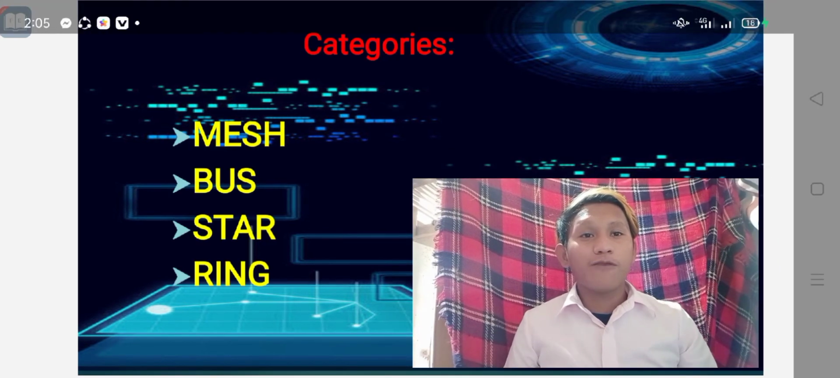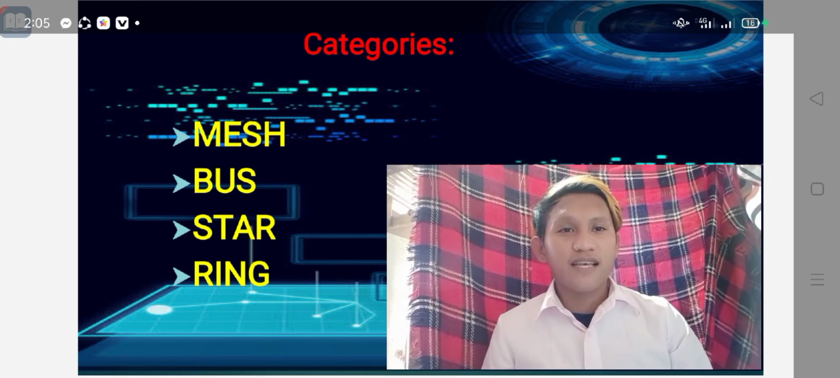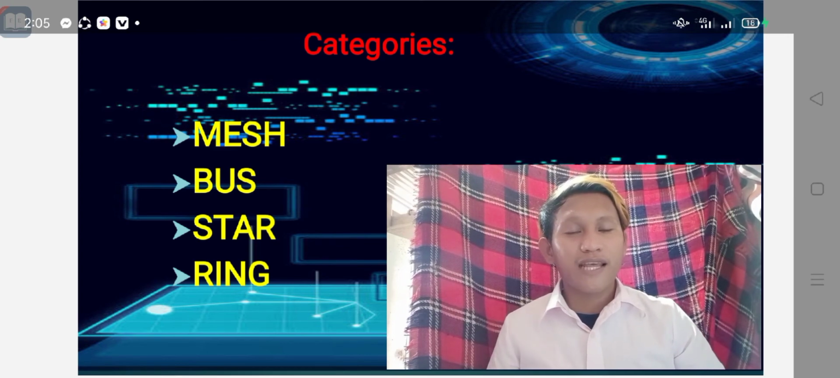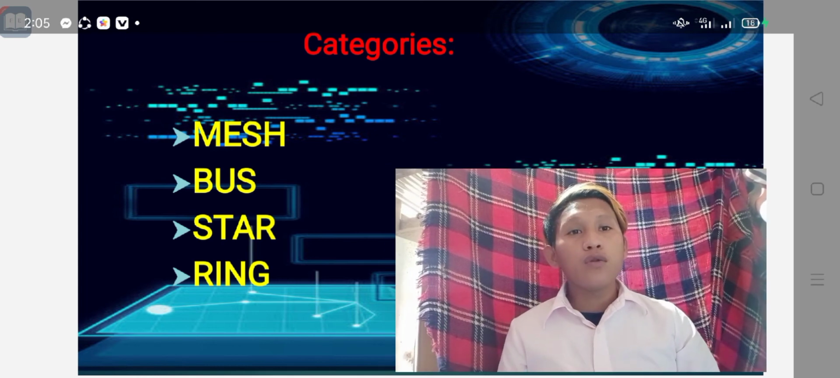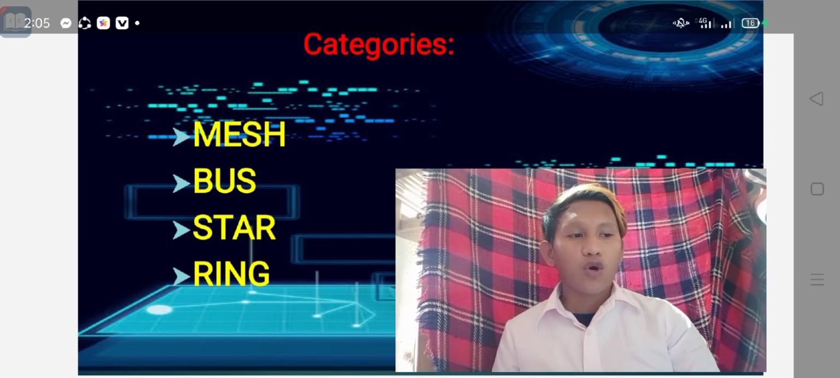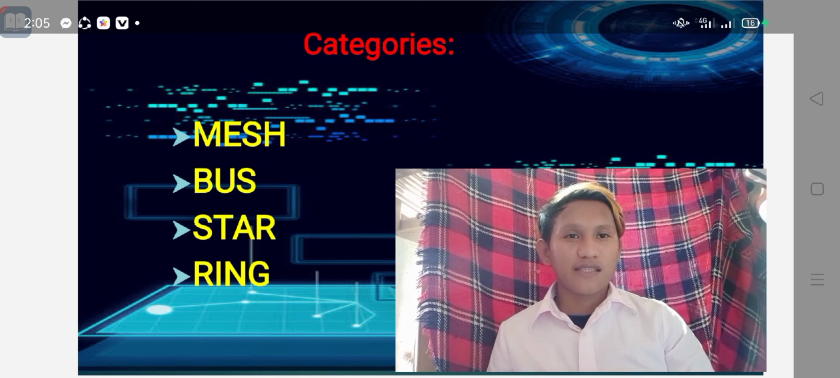The physical topology is the way you physically lay out the network, like a map. And we have four categories of topology: mesh, bus, star, and ring. The mesh is a local network topology in which all the infrastructure nodes are connected directly. The bus is a network topology in which all nodes are directly connected to a common half-duplex link, like a bus.